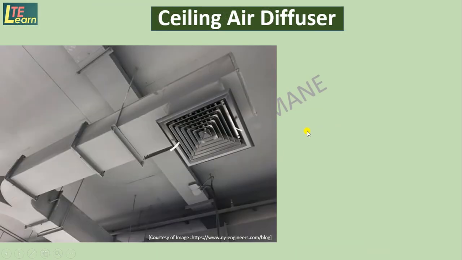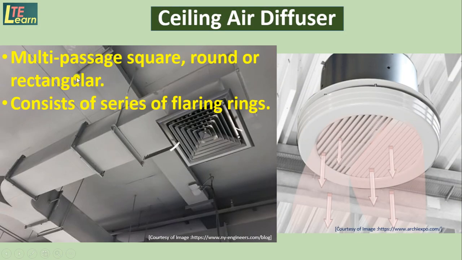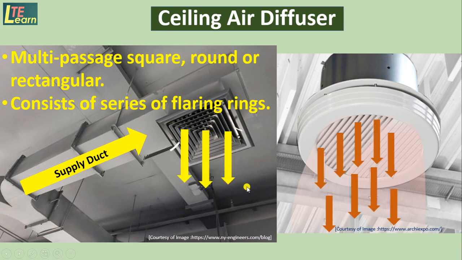Ceiling air diffuser. These are multi-passage, of square, round or rectangular shape. It consists of a series of flaring rings. So air through the supply duct comes to the diffuser and it is distributed to the conditioned space.